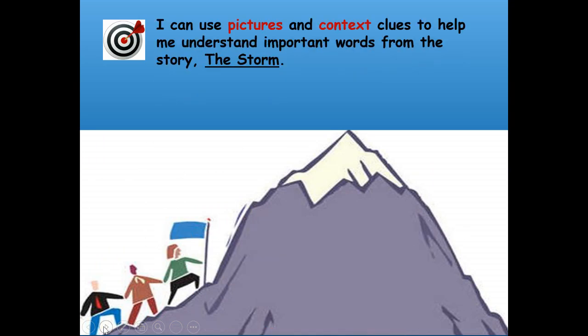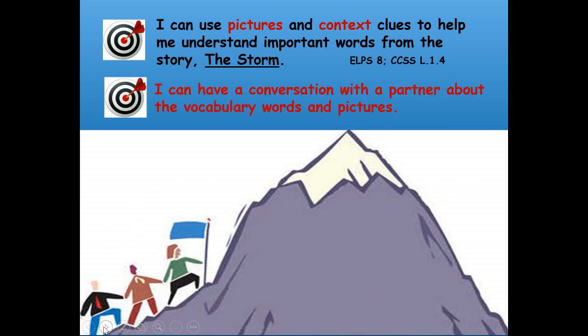Repeat after me. I can use pictures and context clues to help me understand important words from the story, The Storm. Our other learning target is I can have a conversation with a partner about the vocabulary words and pictures. So, success criteria, that means how will you know you're successful at using pictures and context clues to help you understand important words from the story, The Storm?